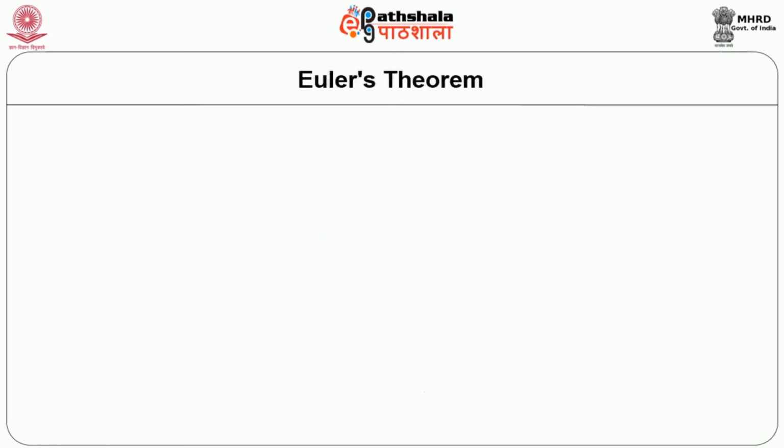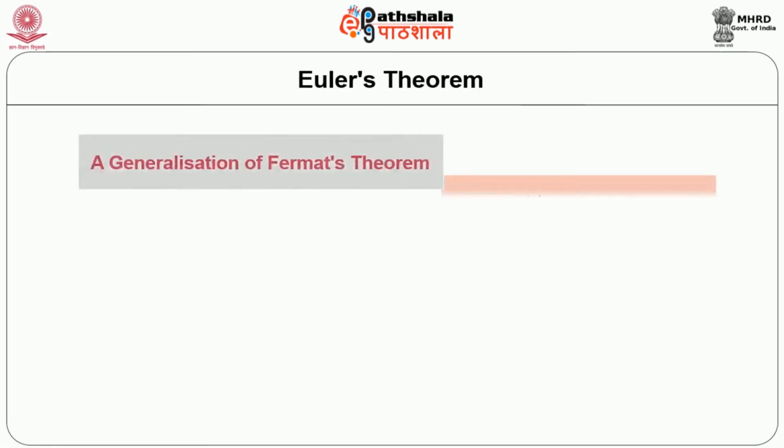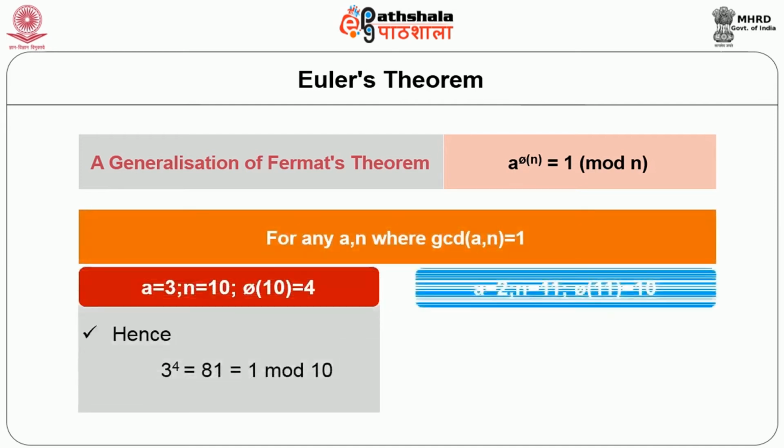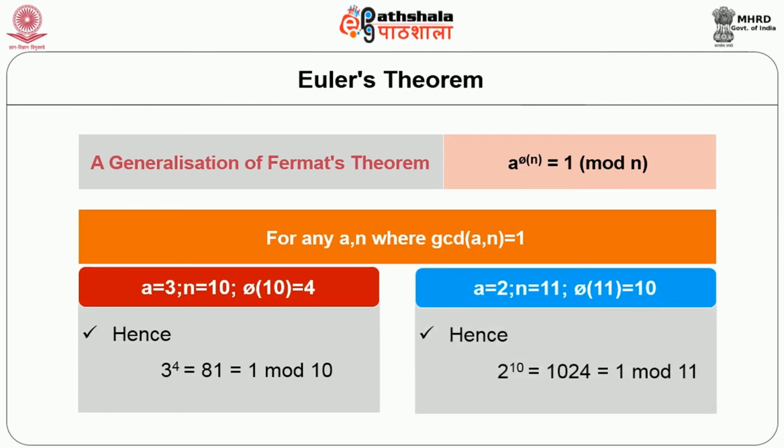We will go ahead with Euler's theorem. It is a generalization of Fermat's theorem. It says if I do a raised to the totient function of n, that would result in 1 if the modulo n operation is performed. A and n are given such that their greatest common divisor is 1, meaning that a and n are relatively prime. The totient function is already clear to you.